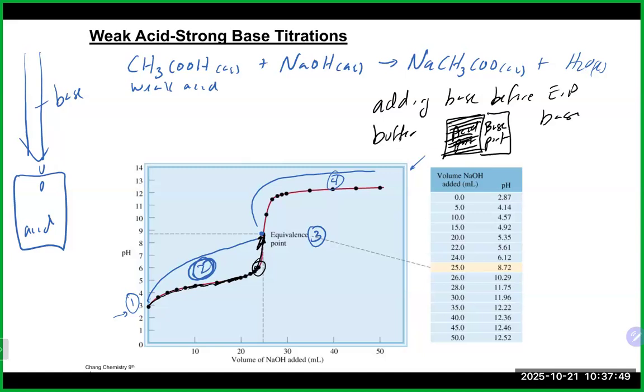So you're going to make the buffer, which will keep your pH from rising a lot because you have a buffer, but in a titration, the goal is you just keep adding.